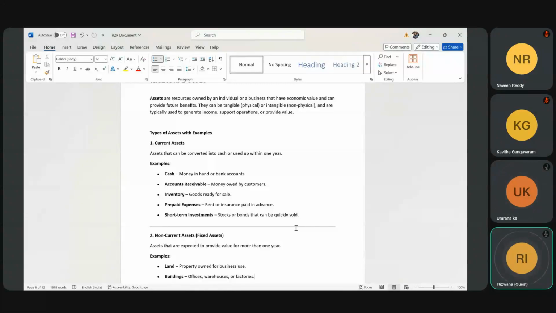The examples of current assets are cash, money in hand or in a bank account. And accounts receivable, money owed by our customers. Then inventory, goods which are ready for sale. Prepaid expenses, for example rent and insurance, which are paid in advance. And short term investments like stocks and bonds that can be quickly sold. These categories are the examples for current assets. Any doubt?